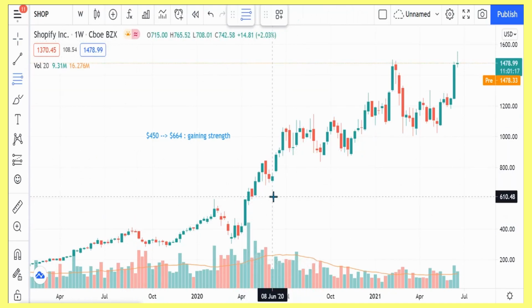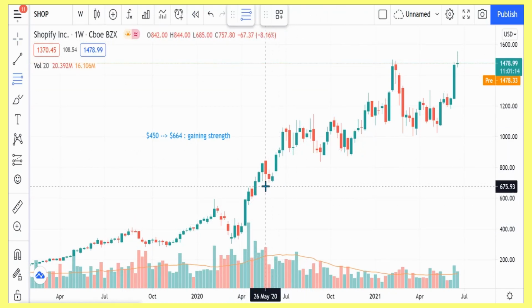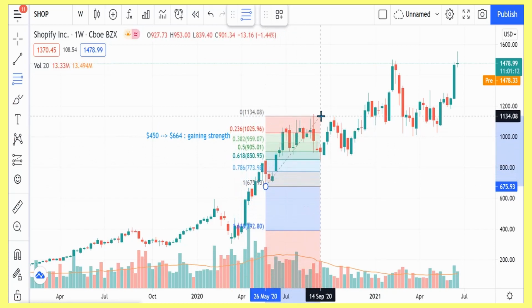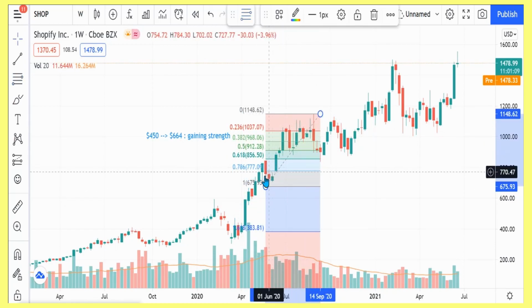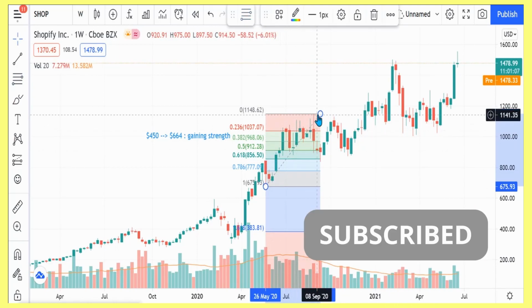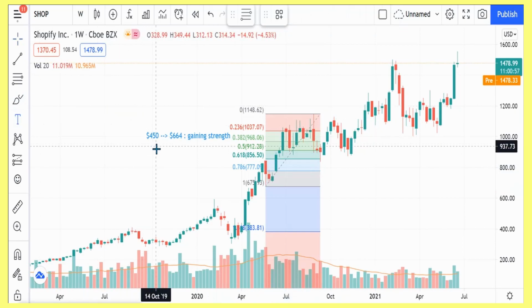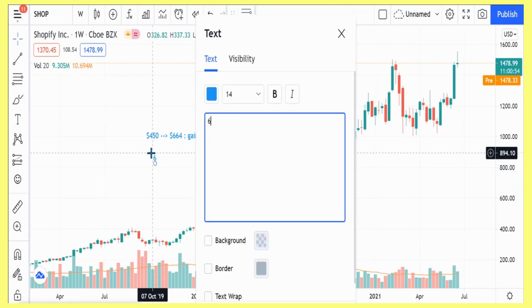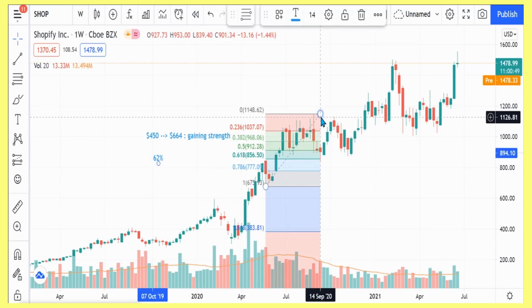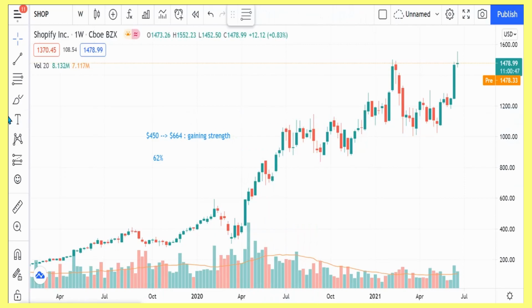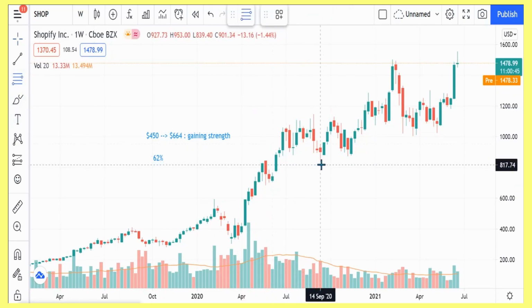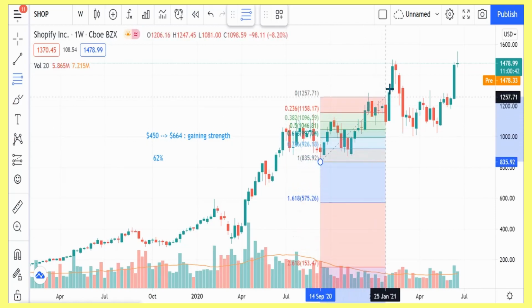Okay, so we will take from the low here. This is the low we identified just now, and that's the high. So from the low to high, the price moved up, then it went down all the way to level 61%. Slightly more than 61%. So we will put it at 62%, roughly.